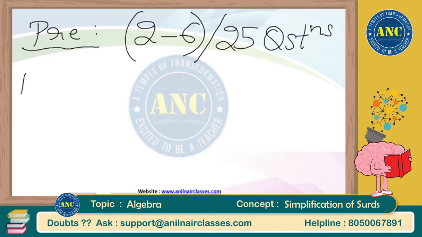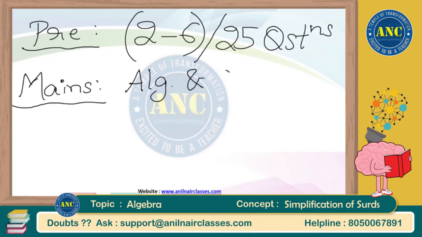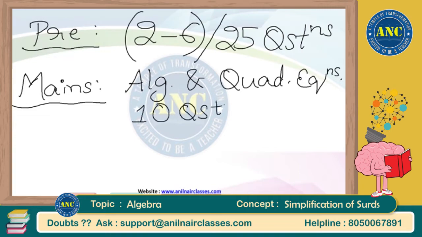And if I consider the SSC mains examination, I am talking about not only algebra in this case, I am also including another topic called quadratic equations. From algebra and quadratic equations, we will be getting a total of 10 questions in our main examination. So it's not a low-level topic to miss out.